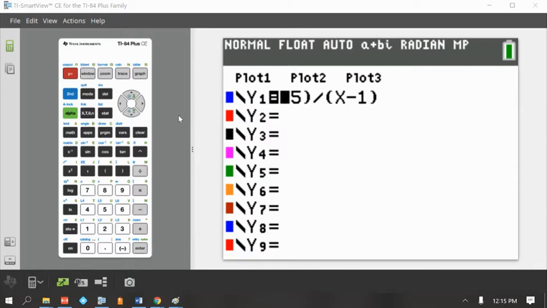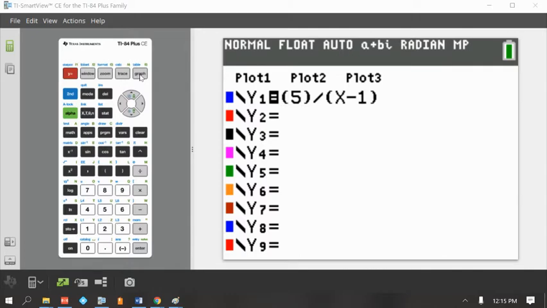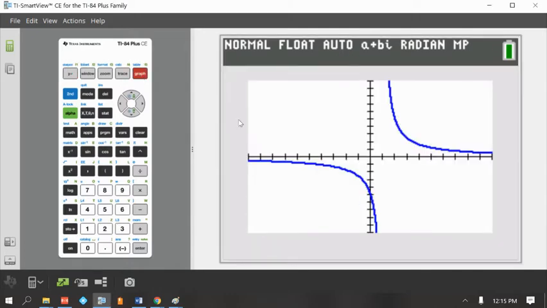If I have 5 over x minus 1, think about what's happening here. The numerator is not changing, and the denominator is going to grow when the numerator doesn't. So this is an example of the degree of the numerator being less than the degree of the denominator. And when the degree of the numerator is less than the degree of the denominator, we expect the horizontal asymptote to be where? That's right. Good job. The x-axis, or y equals 0. You notice this graph is flattening out towards y equals 0, just like the one we did in class.